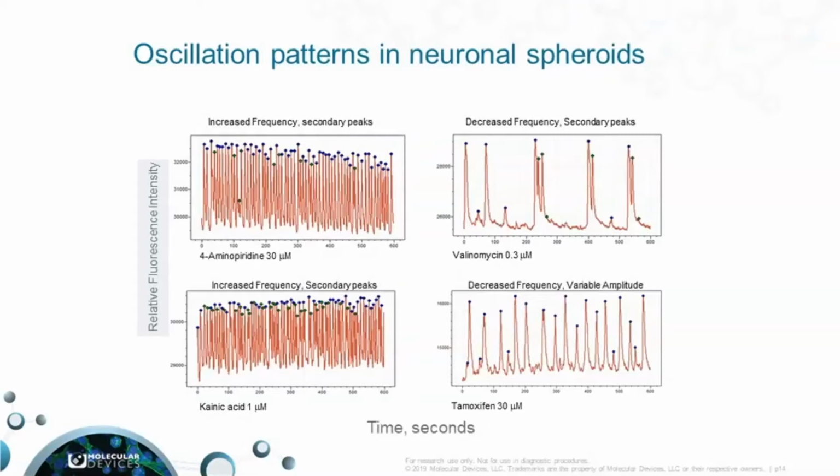4-aminopyridine greatly speeds it up. Valinomycin can slow it down, but it also causes secondary peaks and then also smaller internal peaks. So there's an ability to start to understand the phenotypic differences between the effects that compounds have, whereas you can see quinic acid speeds it up and gives you secondary peaks, and tamoxifen decreases the frequency and gives you variable amplitude as well.